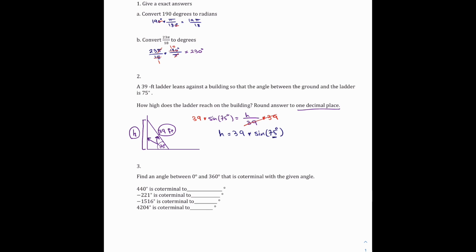Here you need to make sure that your calculator is in degree mode. It has to be in degree mode. After you make sure your calculator is in degree mode, you're going to do the multiplication and you're going to round your answer to 1 decimal place. So this is going to be 37.7. This is not an exact answer, so we use the squiggly equal sign, 37.7 feet. And the height is measured in feet here because the ladder length is measured in feet as well.